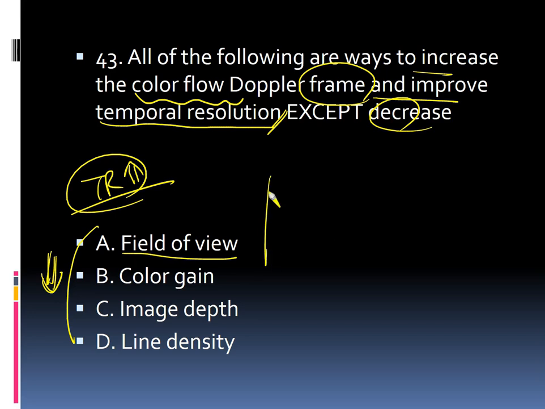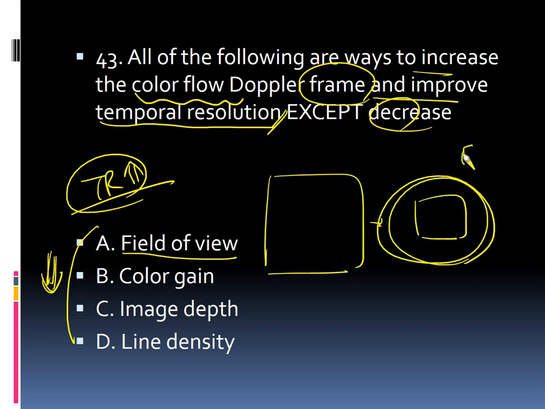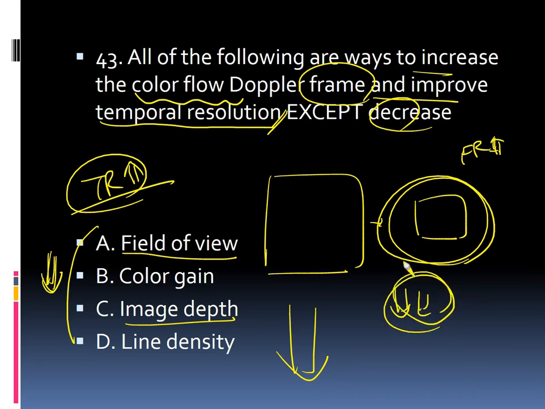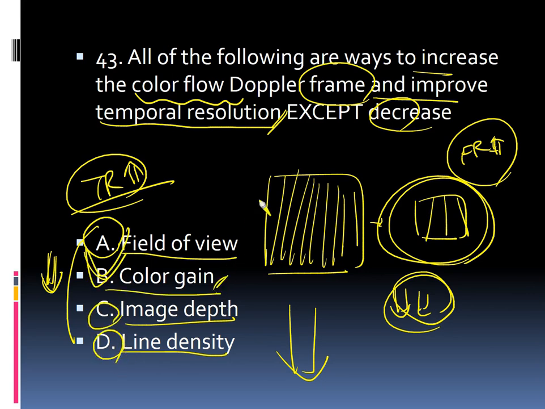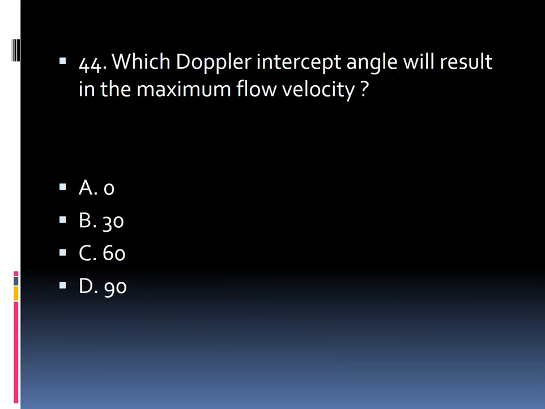For the field of view, if you reduce the size rather than having a large one, the area that needs to be displayed becomes smaller, which leads to an increase in frame rate. Next, for image depth, setting the depth to a shallower area rather than a deeper structure can also increase the frame rate. Similarly, when the line density is lower rather than higher, the frame rate increases. So, the related parameters are A, C, and D. Looking at option B, color gain is not directly related to the frame rate shown here. Let's move on and look at the next question.